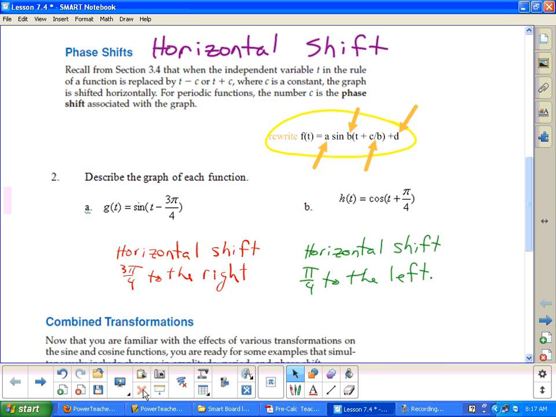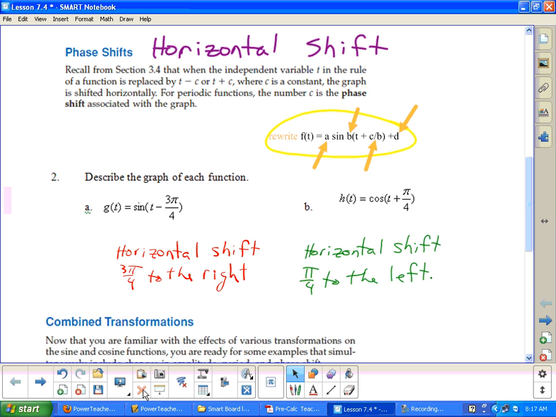Which means I would take my zeros and my maximums and minimums and move them over that far, and I redraw the graph. The one thing is the sine and cosine graphs always look the same. It's just a matter of where the points are. It might be stretched out or shrunk, but it's still going to look that way.